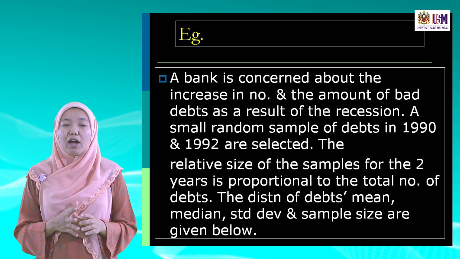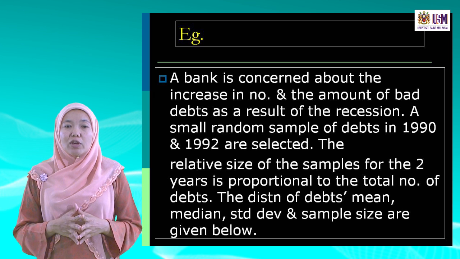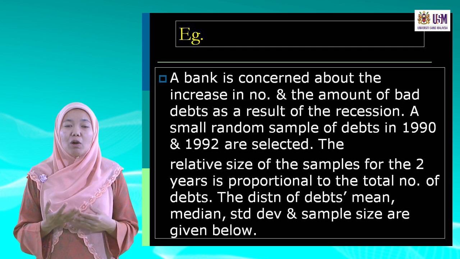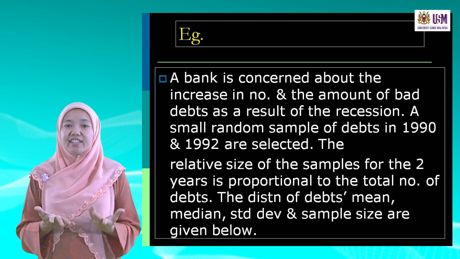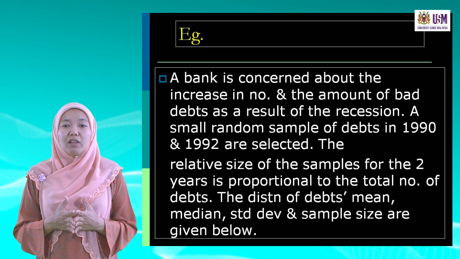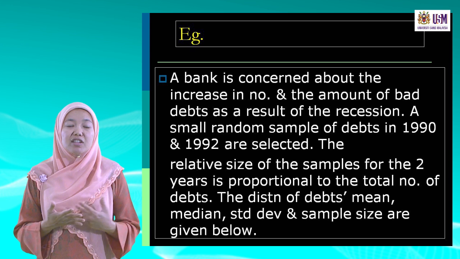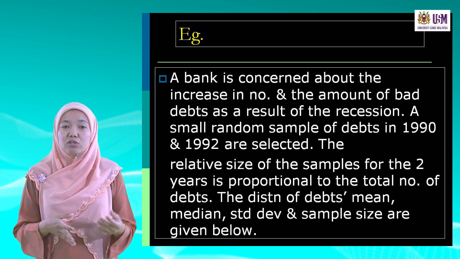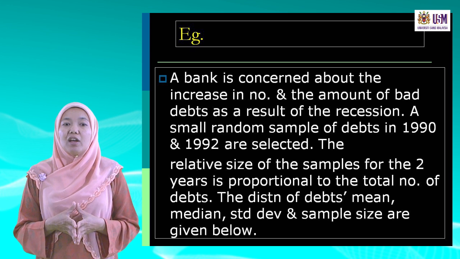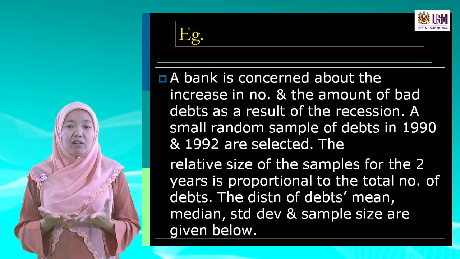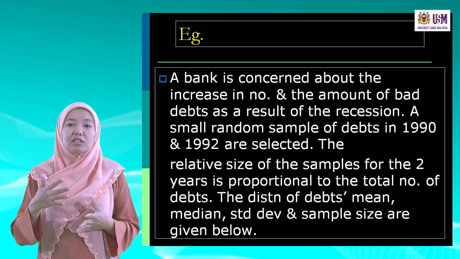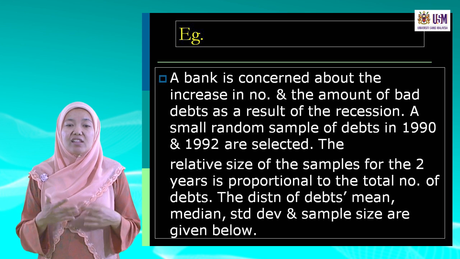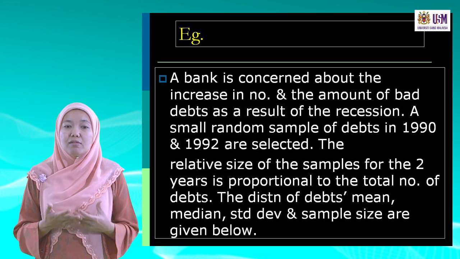Now we are going to put the formula in one example and do the first step of hypothesis testing. So we have here a bank which is concerned about the increase in the number and the amount of bad debts as a result of the recession. So a small random sample of debts in 1992 is selected. This is a bit outdated, but we can still use it for the purpose of illustration. The relative size of the samples for the 2 years is proportional to the total number of debts. The distribution of debts means, standard deviation, and sample size are given below.